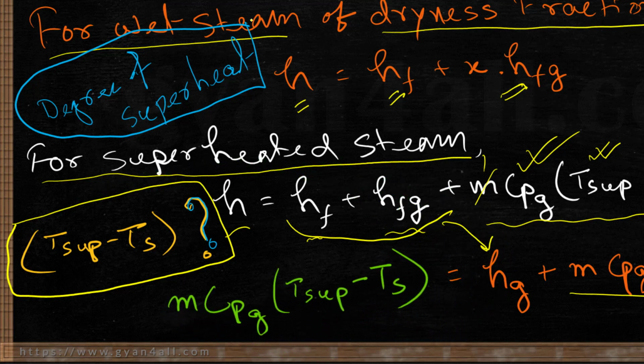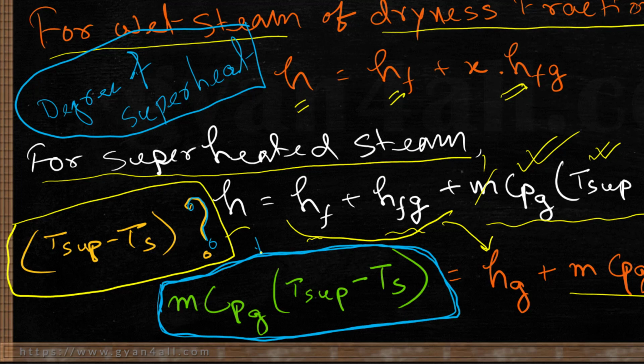Again you tell me, what do we call this, m Cpg (T sup minus Ts)? Enthalpy of superheated steam? No, the appropriate term is heat of superheat. We say it is superheated, but how much superheated? That term is called heat of superheat. If it is specific, definitely this m will not be there, which means m is equal to 1.